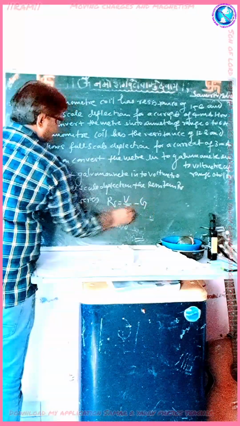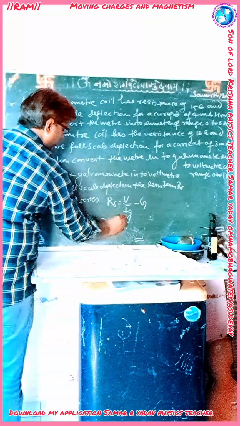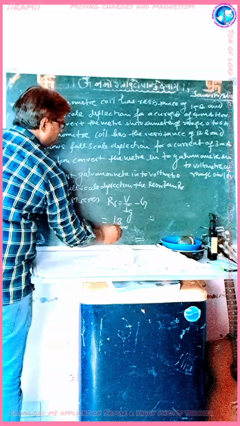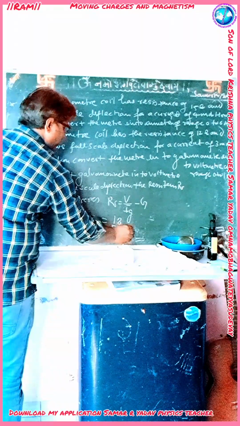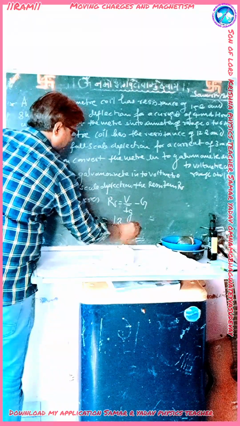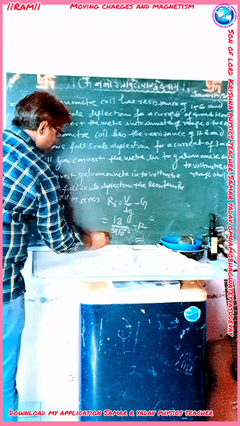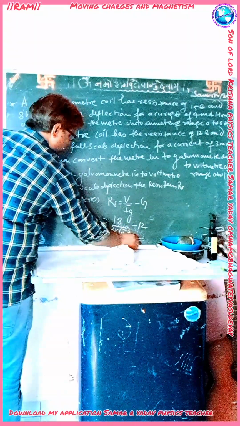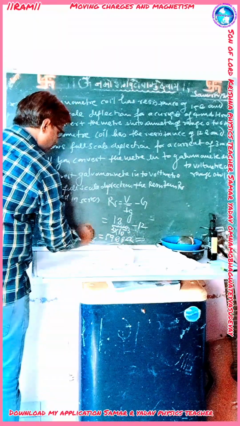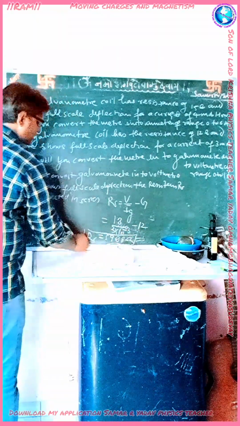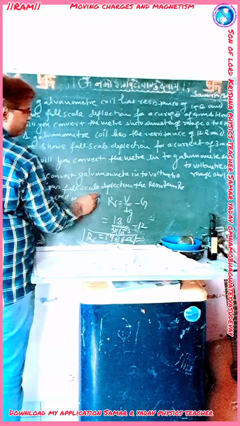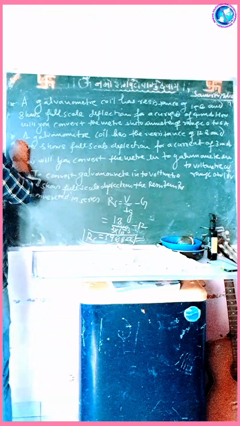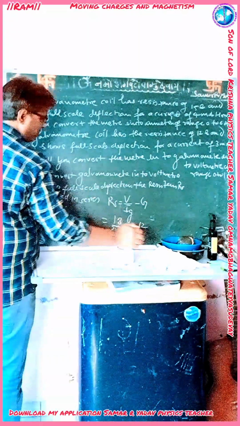RS is equal to V divided by IG minus G, where G is given. That is 18 divided by IG, 3 into 10 to the power minus 3, minus 12. Solving this, we will get 5988 ohm. So this resistance is connected in series with the circuit, and this way the galvanometer shows the full scale deflection. So this one is over now.